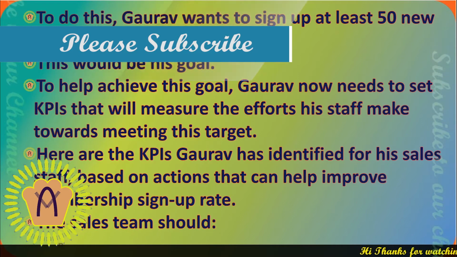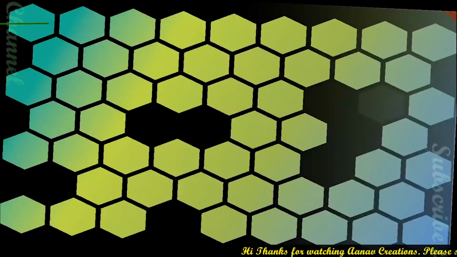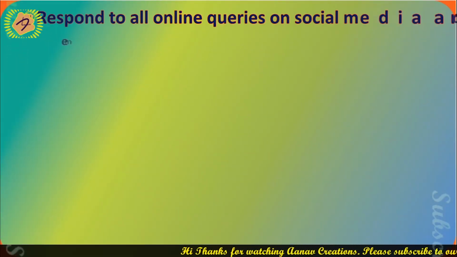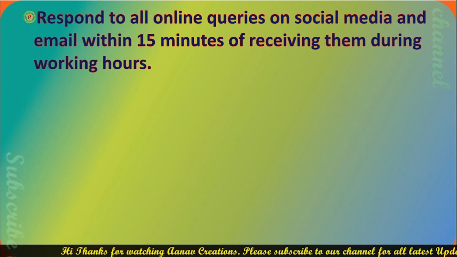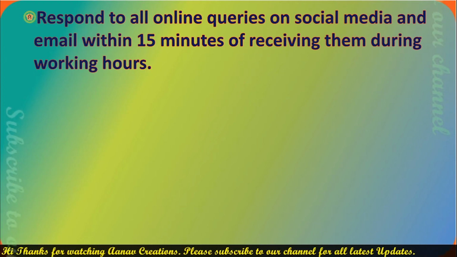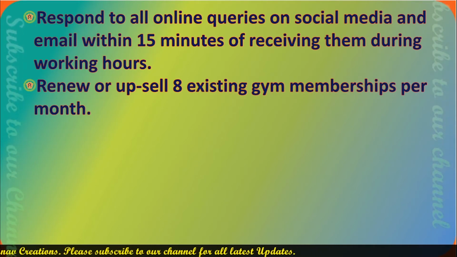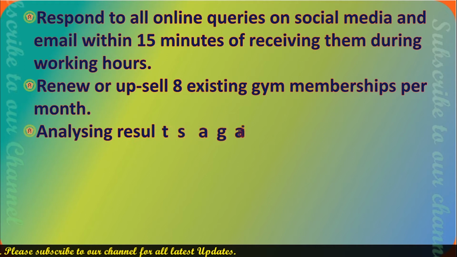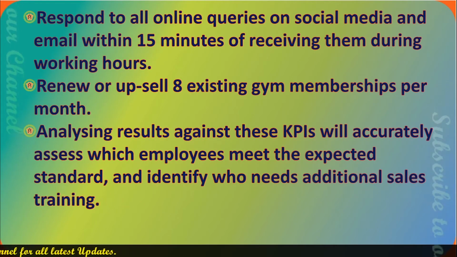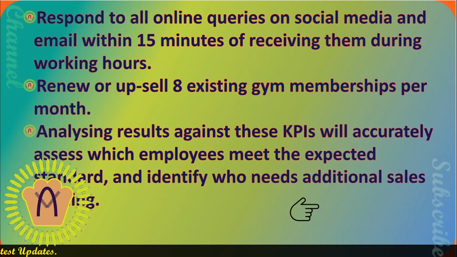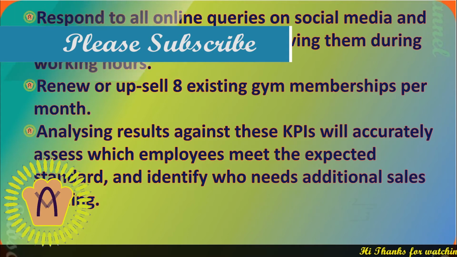The sales team should reach out to 20 prospective customers per day. Respond to all online queries on social media and email within 15 minutes of receiving them during working hours. Renew or upsell 8 existing gym memberships per month. Analyzing results against these KPIs will accurately assess which employees meet the expected standard and identify who needs additional sales training.